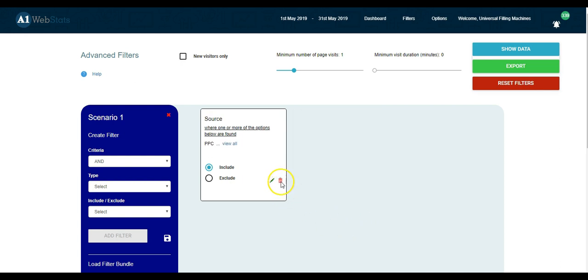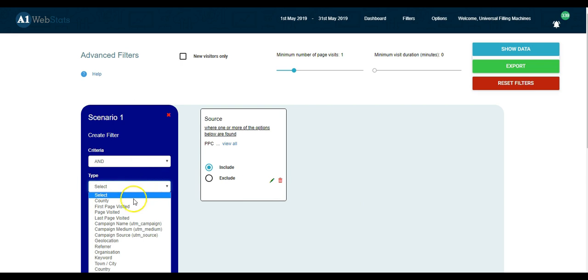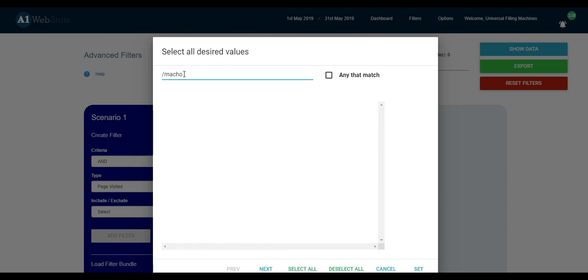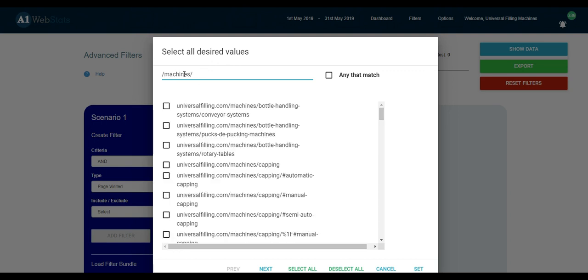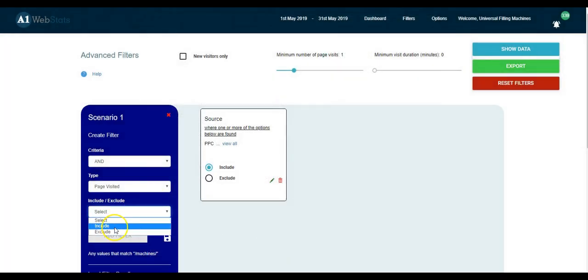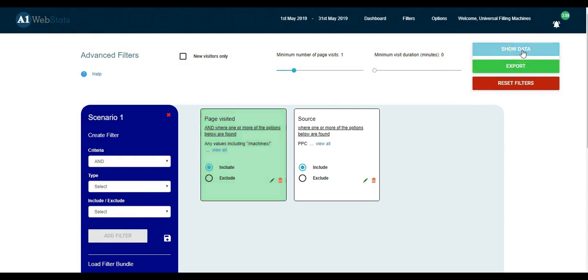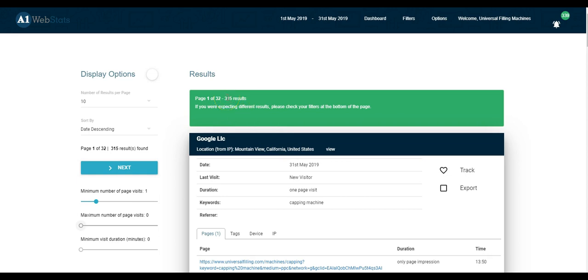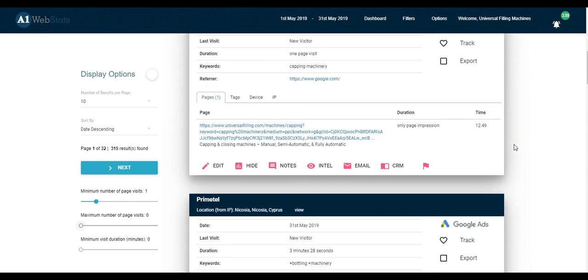We're going to get rid of the capping focus, and we're still going to look at those that come in from paid advertising. What we're going to do now, though, is look at how many of those people got to a page that had something in the URL that we're interested in. For example, people who got to any of the pages that had machines in the URL. I'm going to show the data. So this gives us 315 out of the 680 who did get to a machines type page.